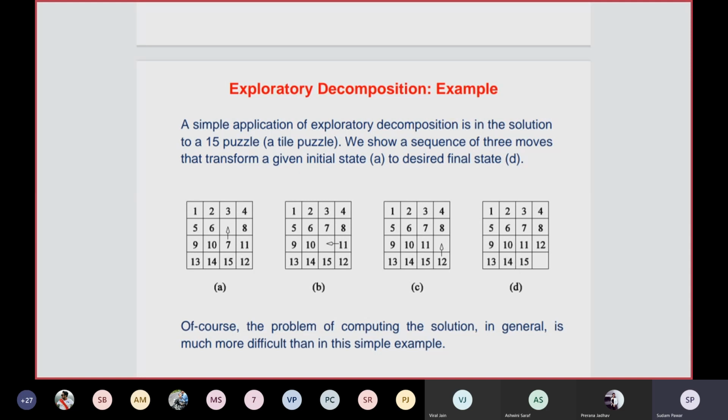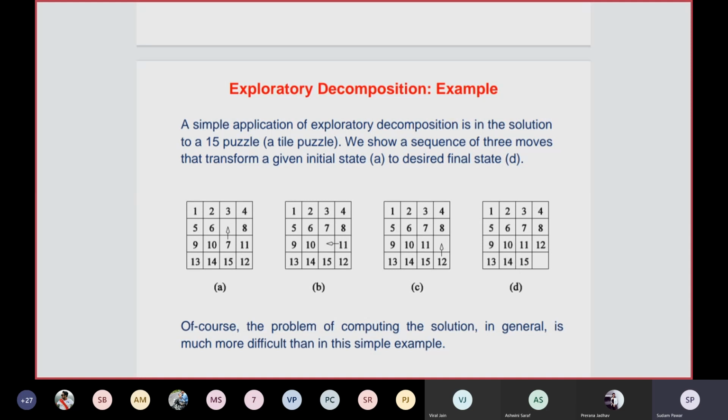Of course, the problem of computing the solution in general is much more difficult than in this simple example. The example I have shown in this slide is very easy, but the actual computation is very difficult. The exploration levels will be more, and the number of states in that state space will be more in that case. We'll see that example in the next slide.